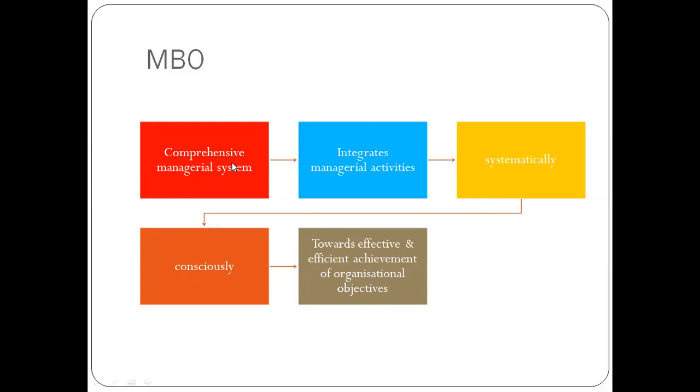It is comprehensive, meaning many persons are involved. It is a managerial system that integrates managerial activities, made systematically and consciously, and whatever they are doing is directed towards effective and efficient achievement of organizational objectives. So in simple terms, this is what management by objectives is.